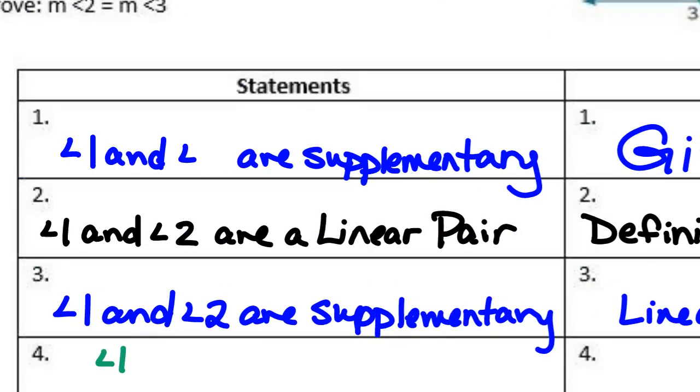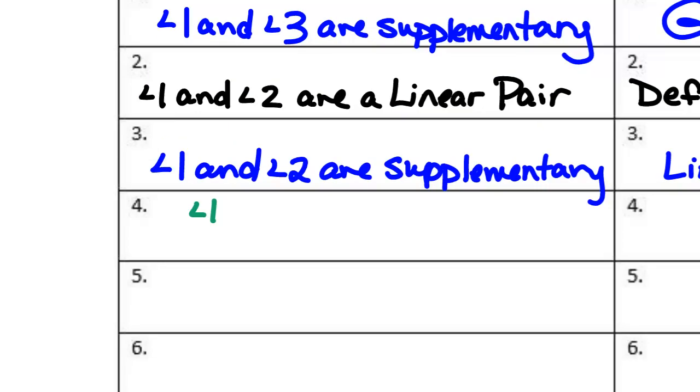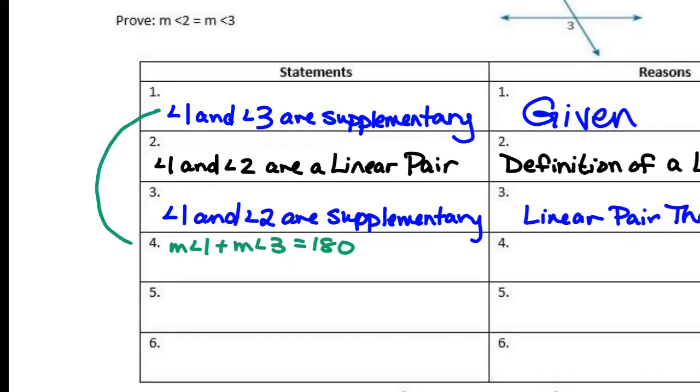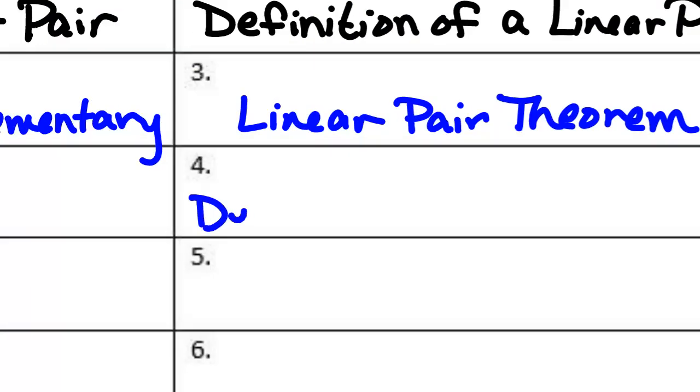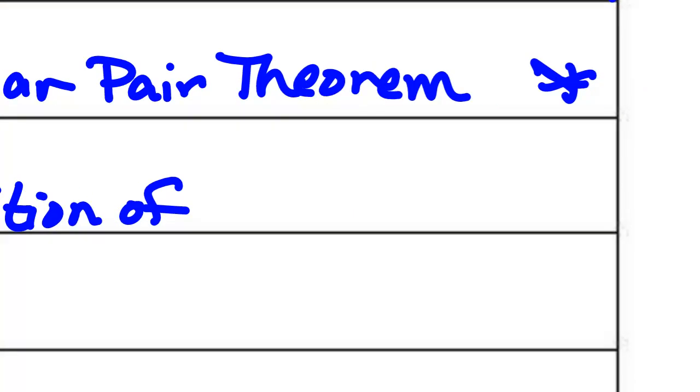So angle 1 and angle 3, I wrote something wrong here. That should have been 3 up here. Angle 1 and angle 3 added together equals 180. I'm using this right here. Measurement of angle 1 plus the measurement of angle 2 also adds up to 180. That's coming from right here. That would be my definition of supplementary angles.